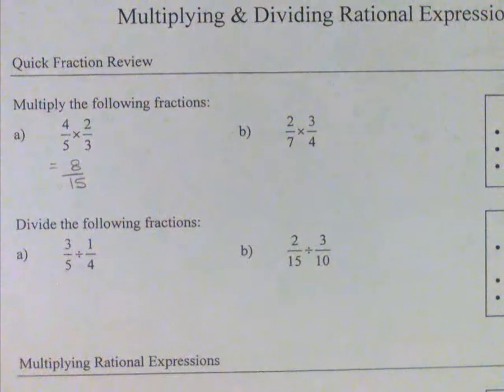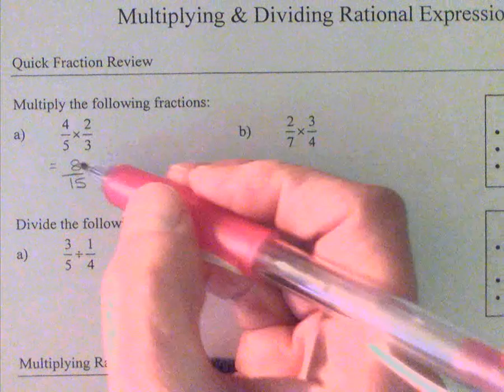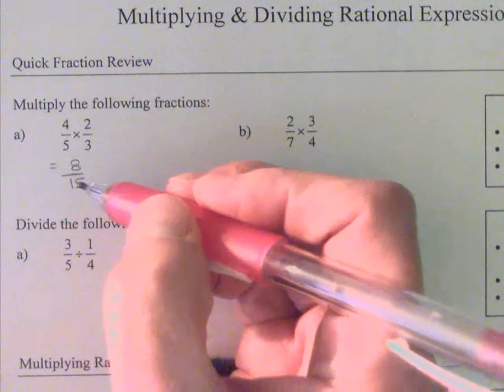And then we look, can we reduce? If we can, then we do. If we can't, then we're done. So in this case, 8 and 15 don't reduce, so we're done.